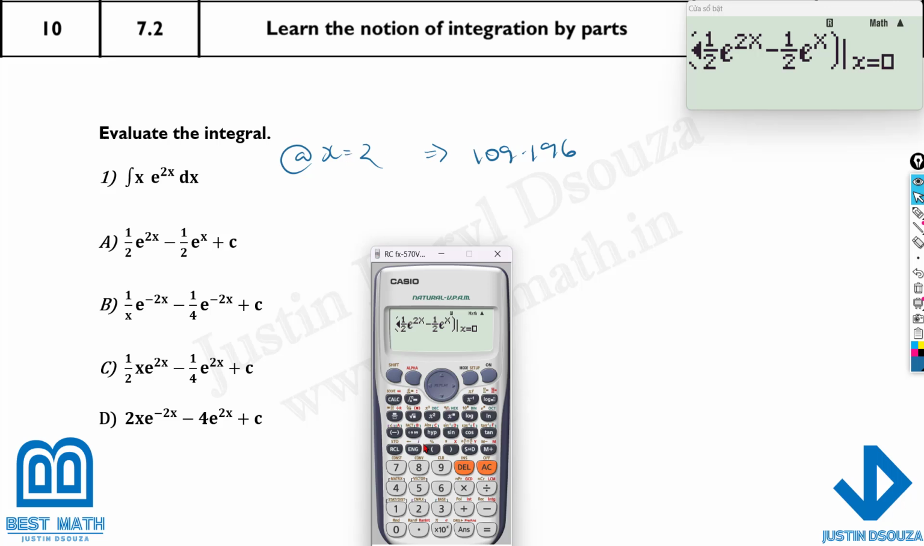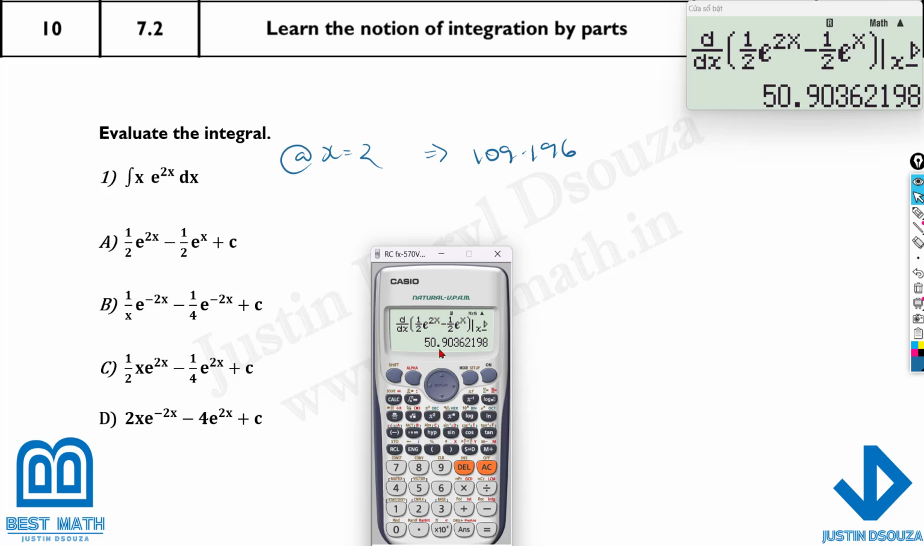Please remember this x value which you chose. That is over here. We need to put the same one. X is 2. The answer is 50.9. It doesn't match. So let's move to the next one.